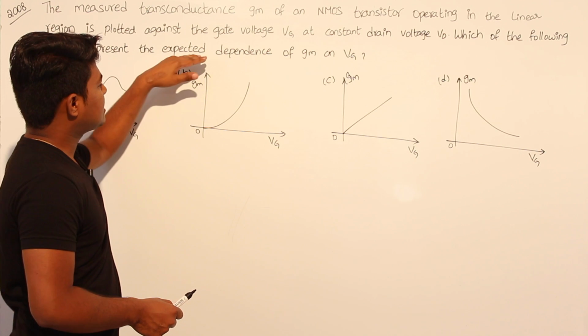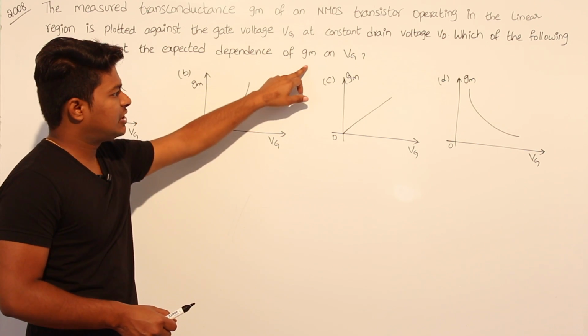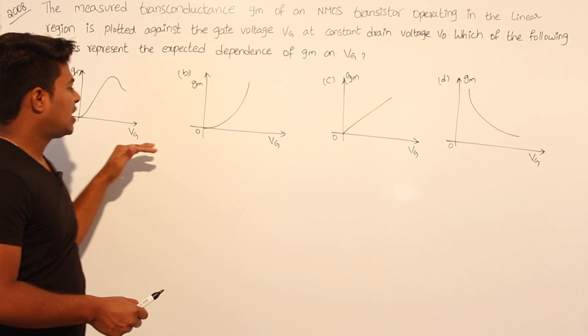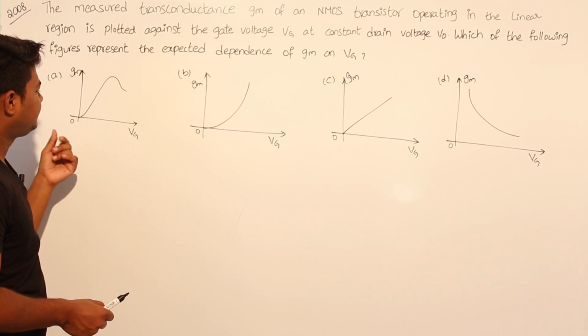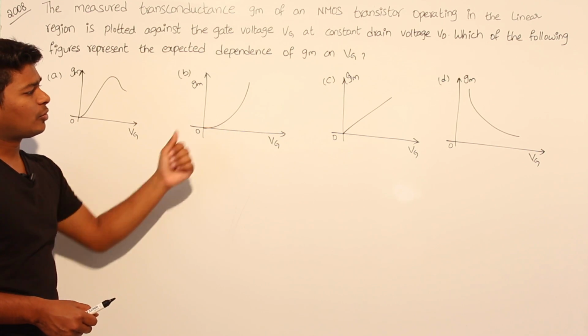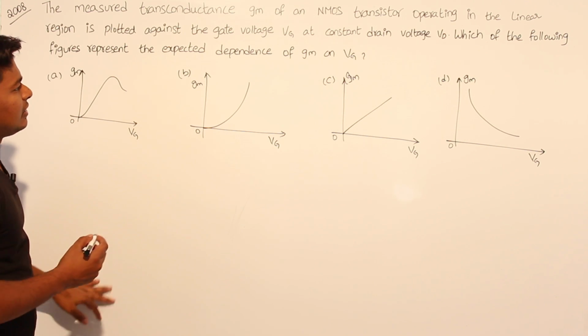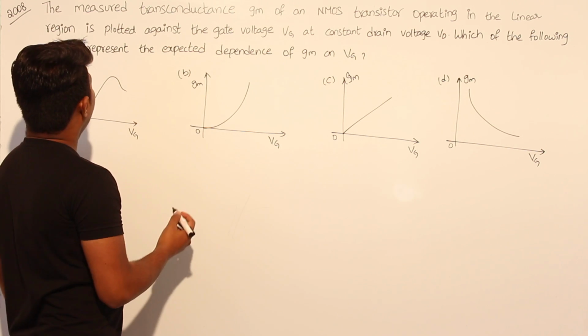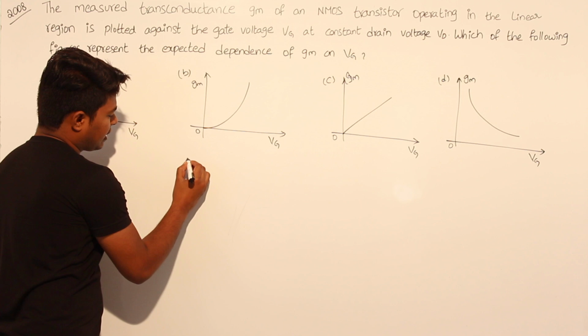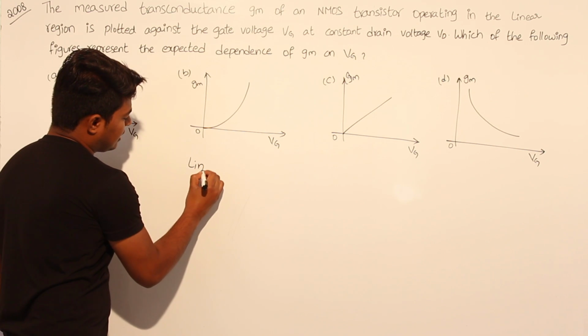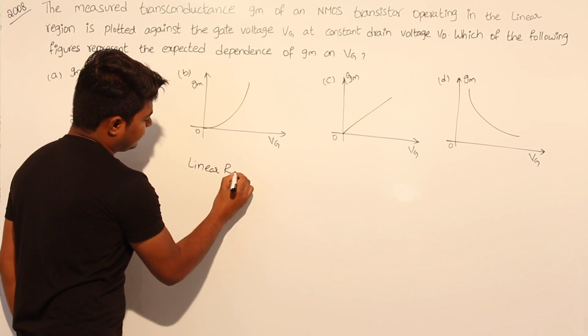They are asking the expected dependence of GM over VG. They have given 4 graphs, with the 4 plots. Now we need to find out which one is the correct answer. They are saying that the transistor is operating in linear region. Transistor is in linear region.